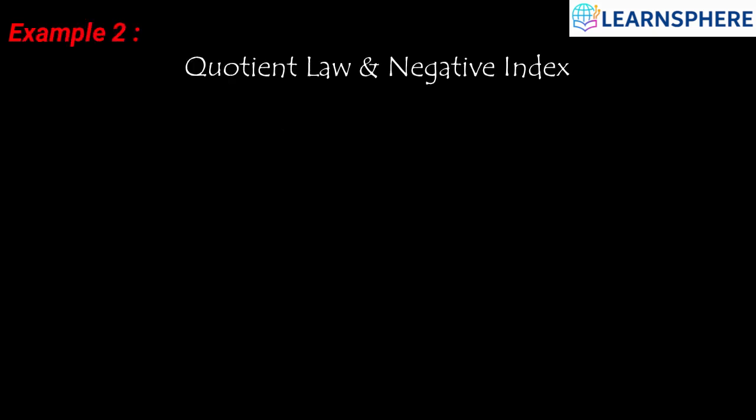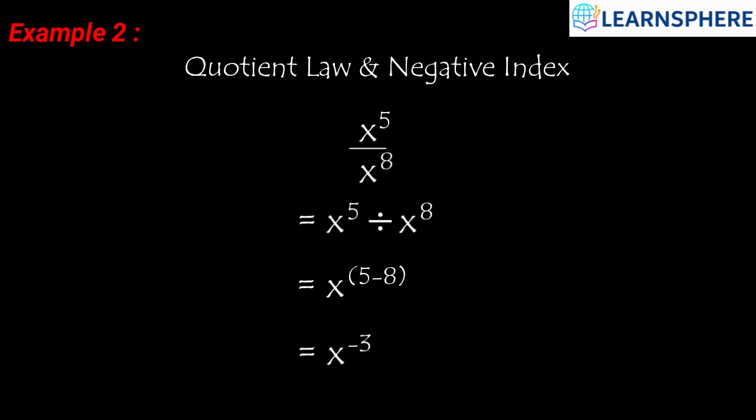Next, for example 2, we have the quotient and negative index. In this example, we have x to the power of 5 over x to the power of 8. This example can also be expressed as x to the power of 5 divided by x to the power of 8, where we have the same base which is being divided by each other. Therefore, the powers have to be subtracted, where we can write x to the power of 5 minus 8, in which we can get x to the power of negative 3.